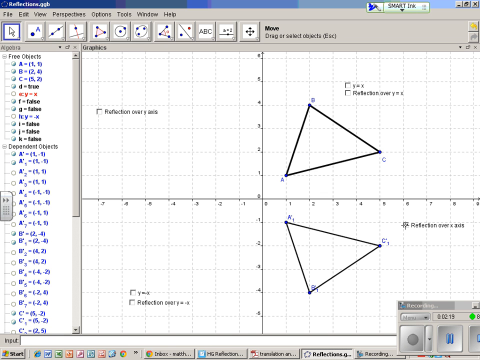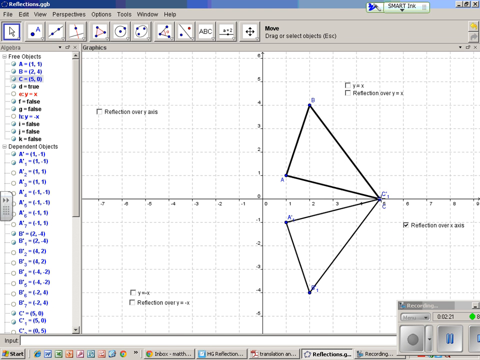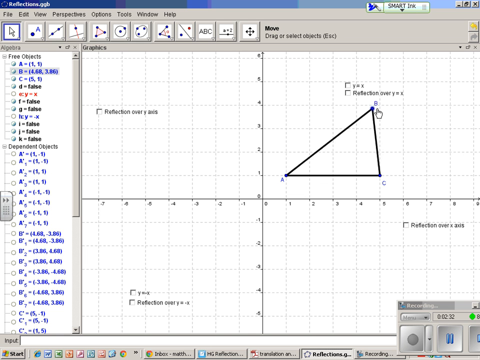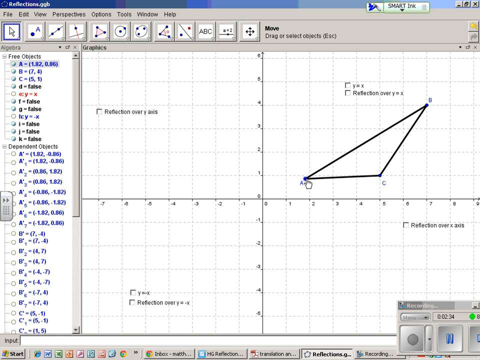Here's a reflection over the x-axis, same idea. If I put a point on the line of reflection, well, the image is right there on the line of reflection. Other lines of reflection. Let me move this back to where it was. Other common lines of reflection, I should say.